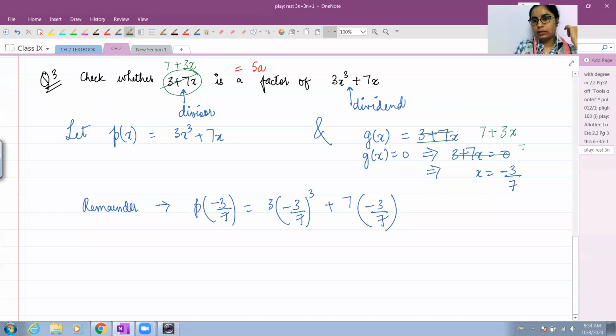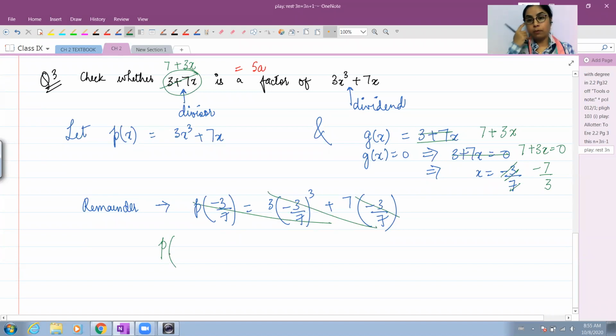And accordingly, when I take it equal to 0, I get the value of x as minus 7 by 3. And the polynomial for which I want to check whether or not gx is a factor has been represented by px, and this polynomial is 3x cubed plus 7x. So I want to check whether the remainder is 0 or not. I'm just going to find out the remainder using the remainder theorem, and that will be obtained by substituting the value of x obtained from gx equal to 0 in px. So I will be calculating P of minus 7 by 3.